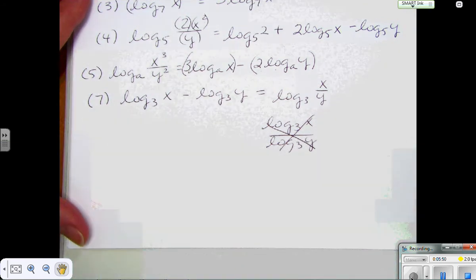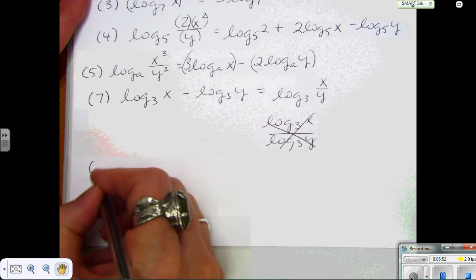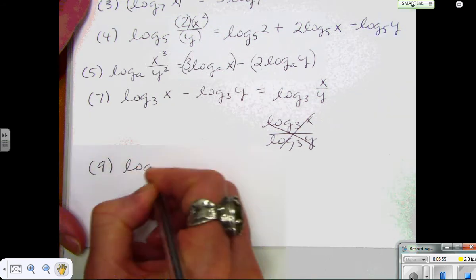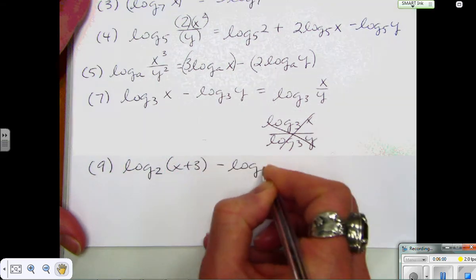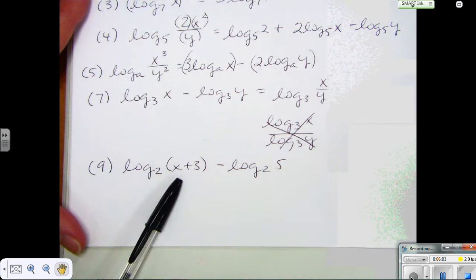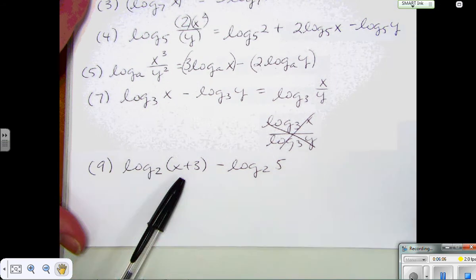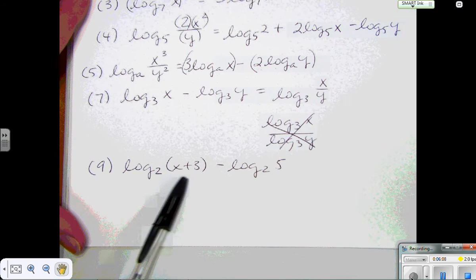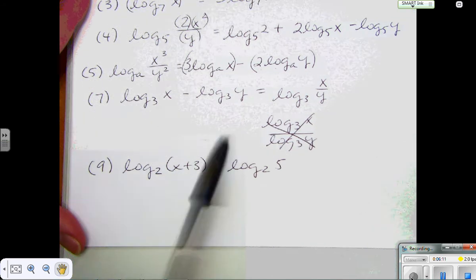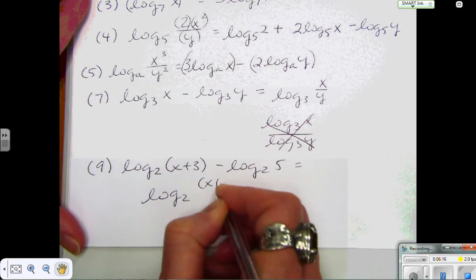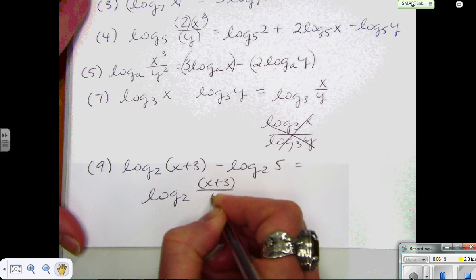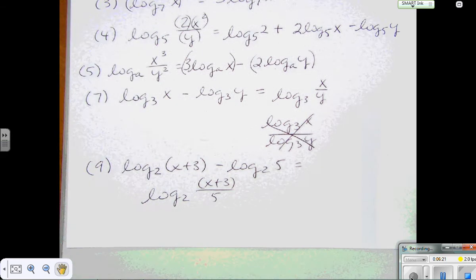Okay? So let's try number 9. Number 9 has log base 2 of x plus 3 minus log base 2 of 5. They have parentheses around that x plus 3, so you know that it's all going to stay together. This 3 belongs with the x. So to condense it, since it's subtracting, log base 2 of x plus 3, divided by 5. Your numerator is always the first logarithm that's written when you're subtracting. Any questions?